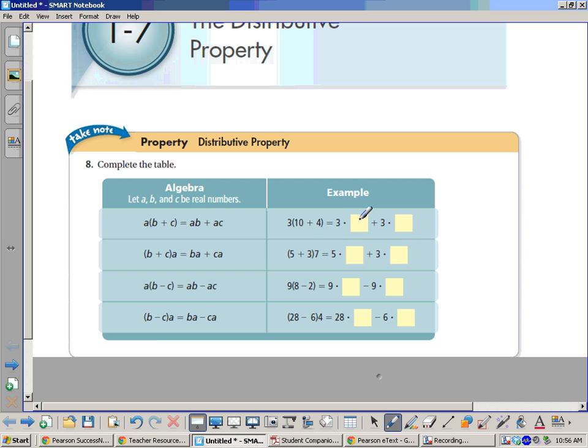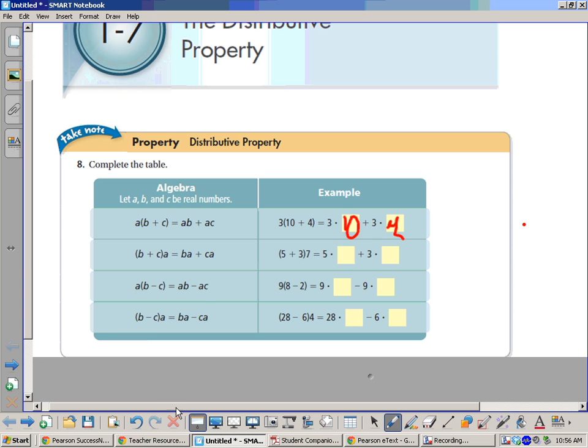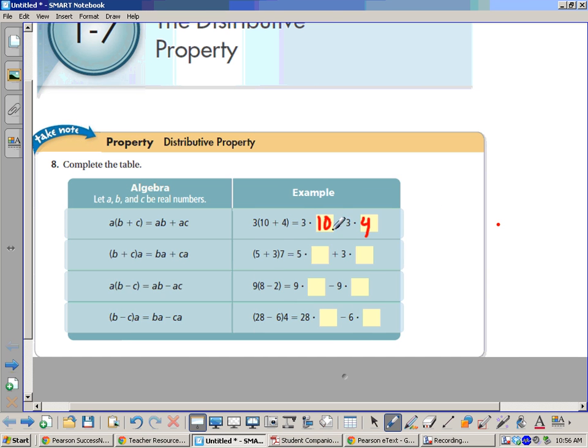Here you can read through these examples as I work through them. So we would do 3 times 10 here, so 3 times 10 and then 3 times 4 over here. Well, my writing's getting a little bad here, so I'm going to redo that. And then we could actually multiply them and add them up. So we would get 30 plus 12, which is 42.